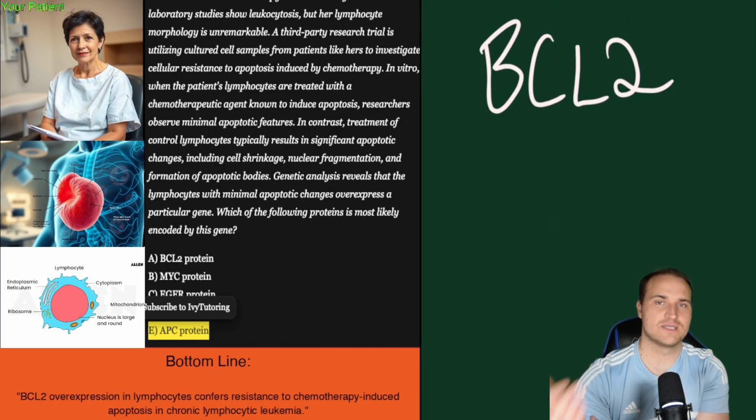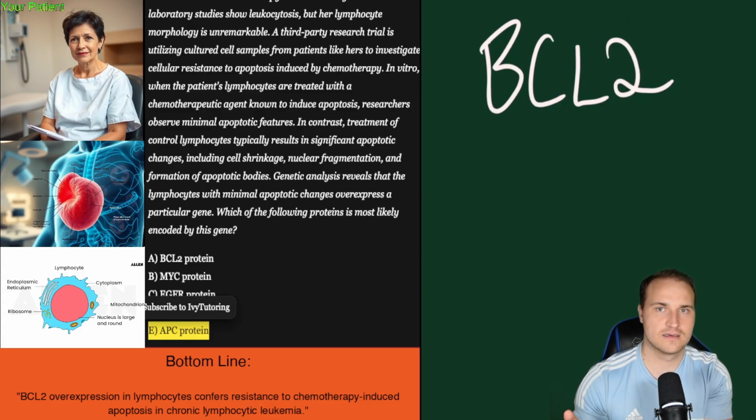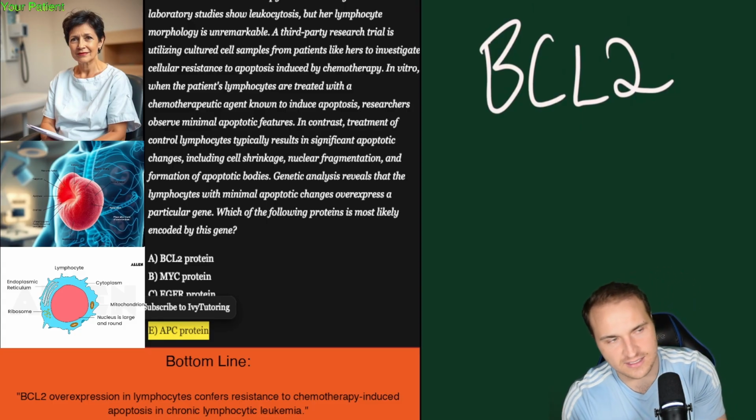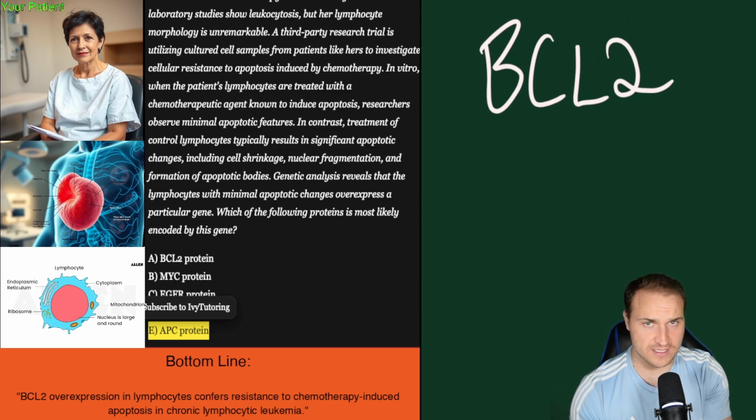So they're just asking basically what's happening in CLL, and that's a disease where the white blood cells accumulate. It's not because they're dividing super rapidly, it's because they refuse to die. So CLL is where the white blood cells refuse to die.